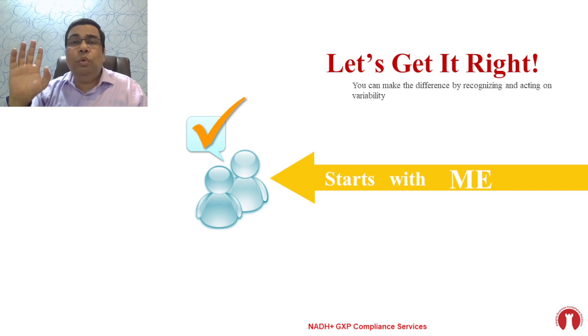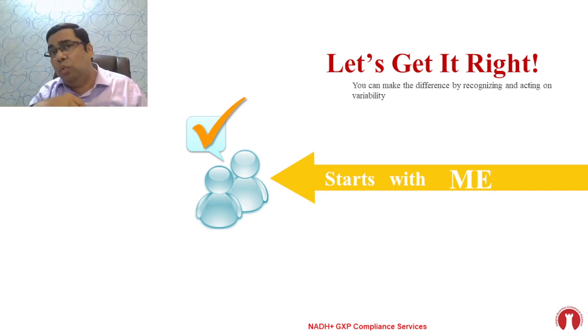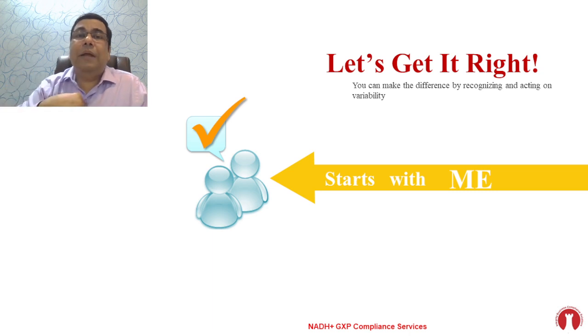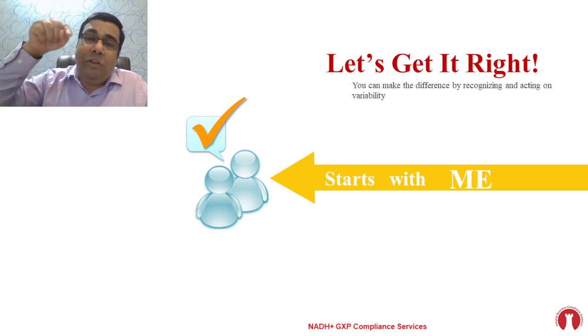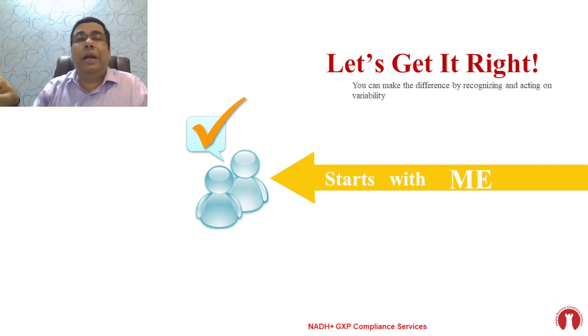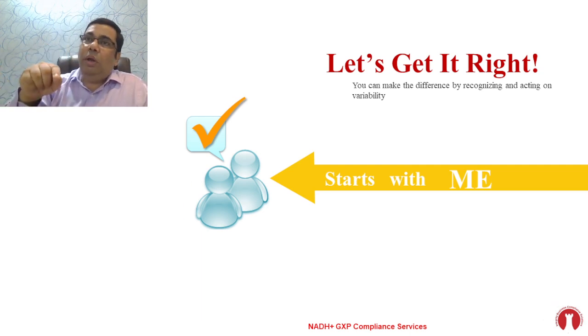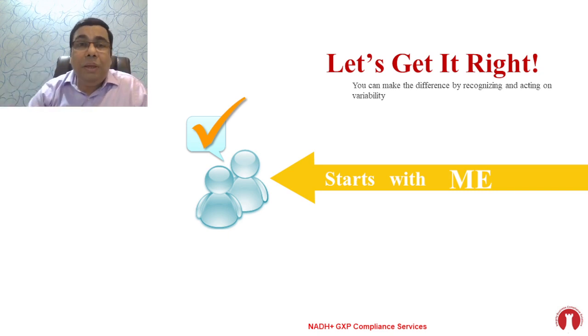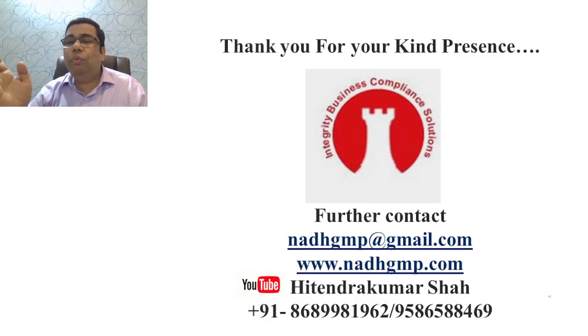And who is responsible for that? Who is responsible to develop good behavior? Who is responsible to follow GMP? Or who is responsible to follow the correct practice in the correct way, at the correct time? It is me. That means what? It always starts with me. Everyone should understand this. Whatever you are doing, whatever you are committing, it starts with me. So this message should be given across all levels. Hope the message is clear to all of you.